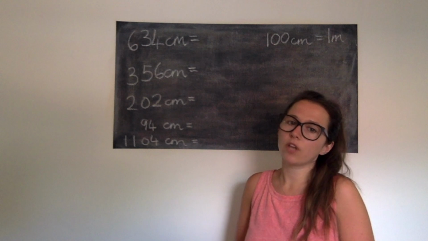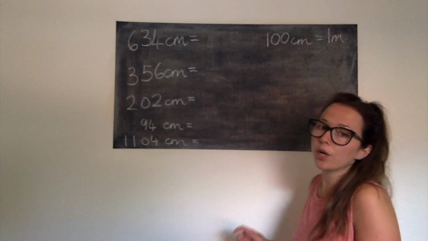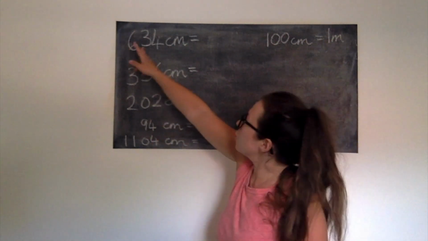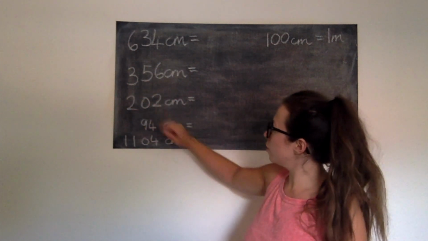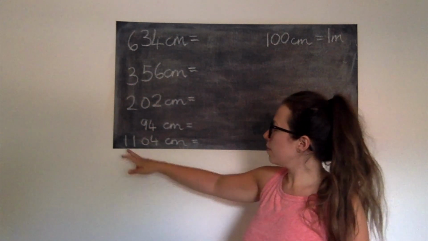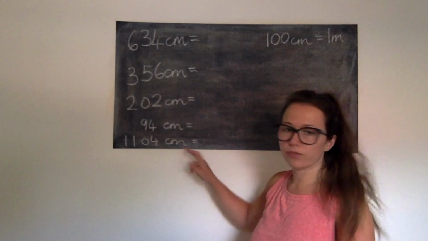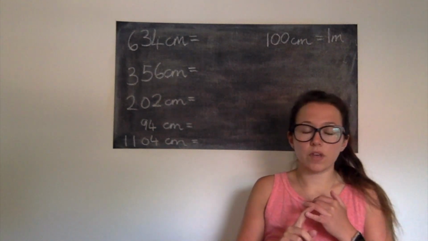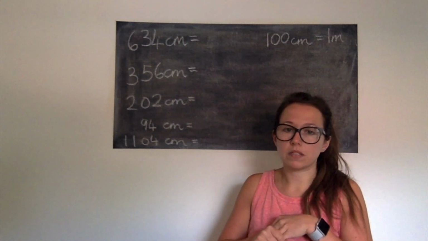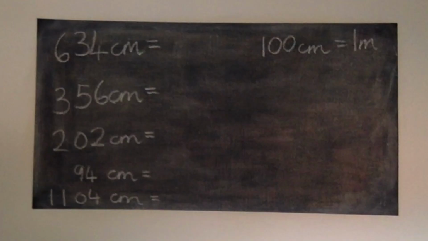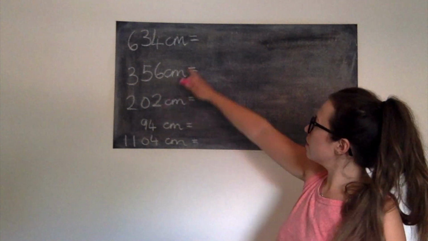Here's some for you to have a go at, so I want you to pause the video and try and work these out. So I've got 634 centimetres, 356 centimetres, 202 centimetres, 94 centimetres and 1,104 centimetres. See if you can write them as metres and centimetres, and then just as metres. Let's start off at the top.